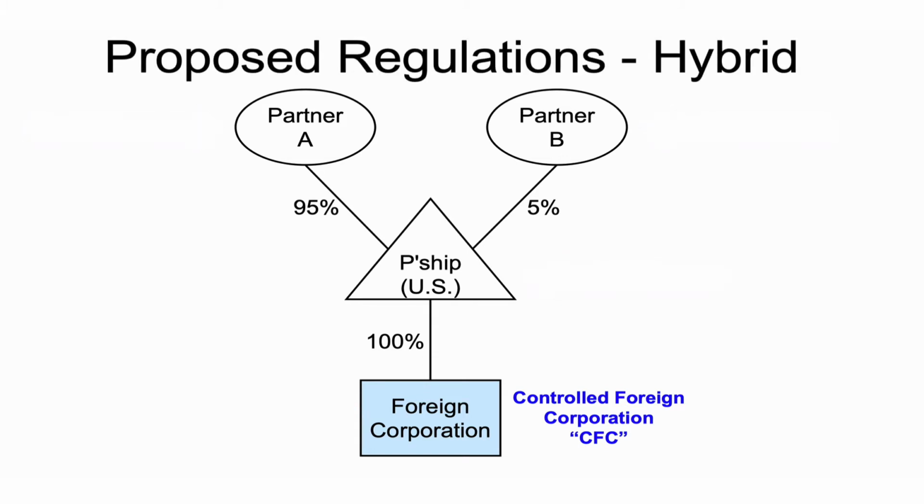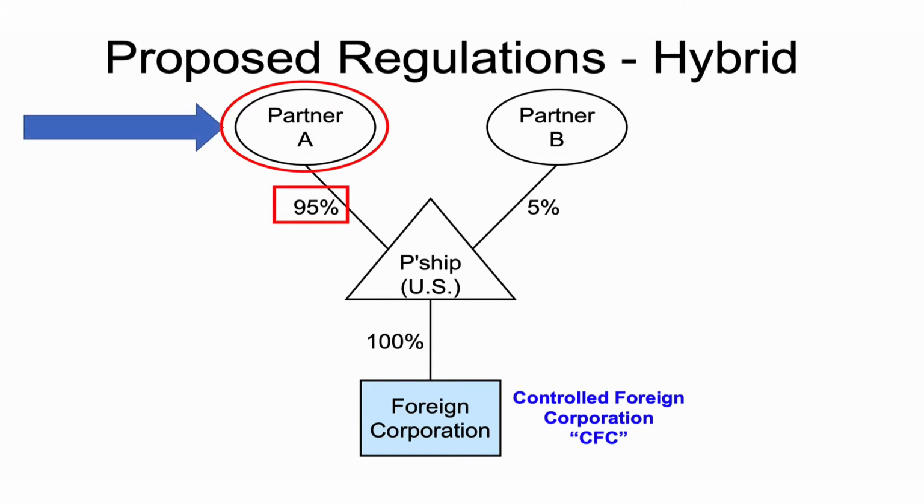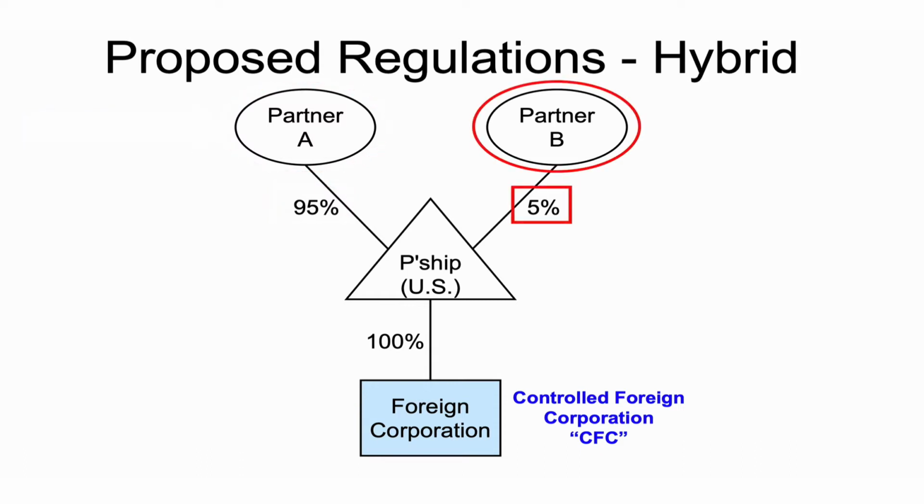The proposed GILTI regulations provide a hybrid approach. For partners that own directly or indirectly 10% or more of the CFC, the GILTI calculations would take place at the partner level. So partner A would calculate its GILTI inclusion amount on its own tax return. For partners that own directly or indirectly less than 10% of the CFC, the GILTI calculations would take place at the partnership level. So under the proposed regulations, the partnership would calculate the GILTI inclusion amount for partner B.